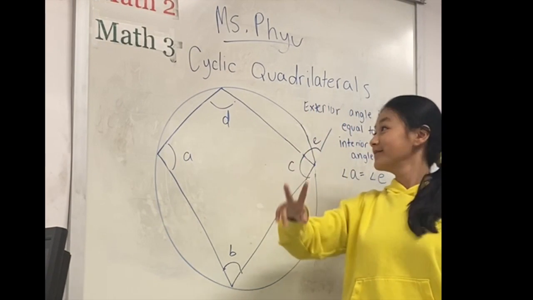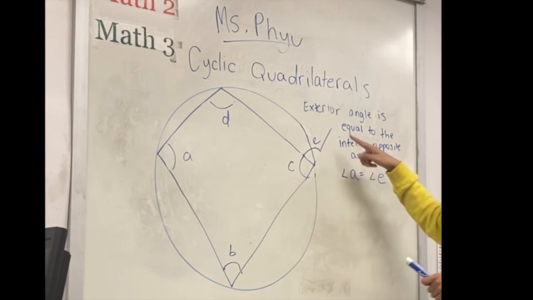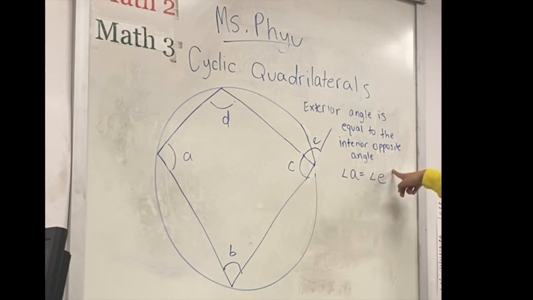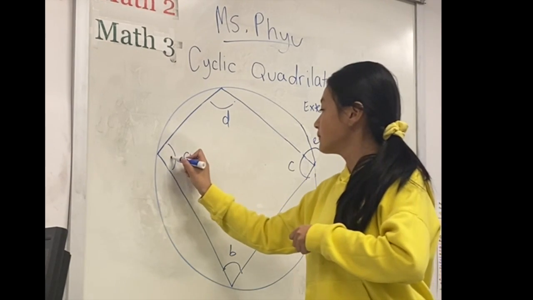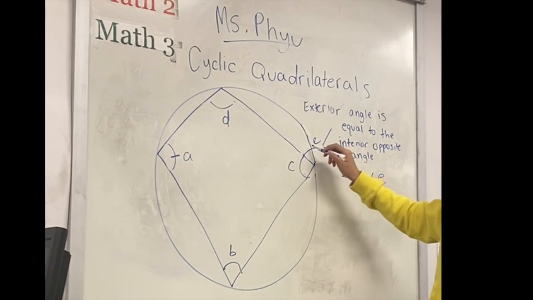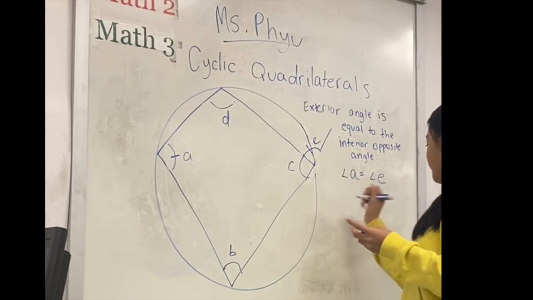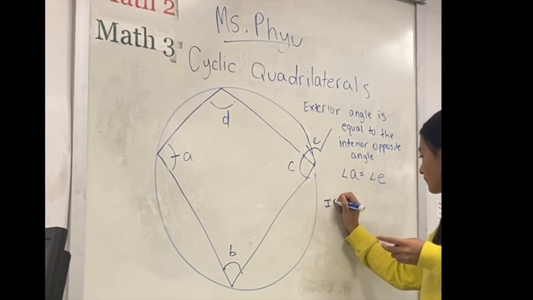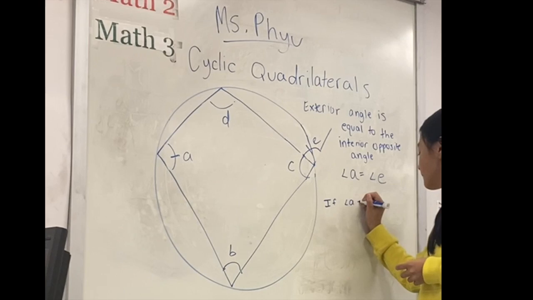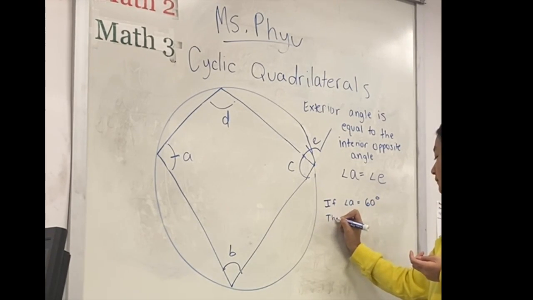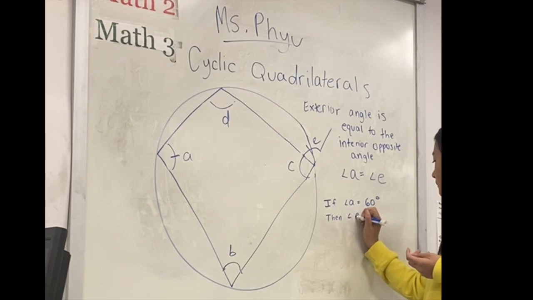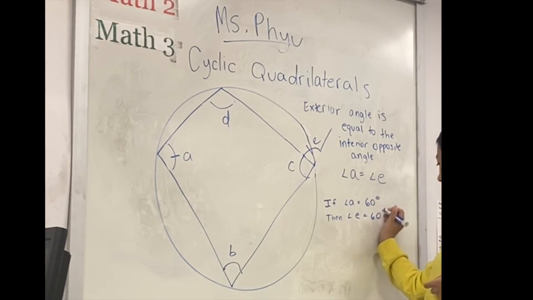Property number 2 states that in a cyclic quadrilateral, the exterior angle is equal to the interior opposite angle. Therefore, angle A will be congruent to angle E. This is because angle E's interior opposite angle would be angle A. Therefore, if angle A is 60 degrees, then angle E would also have to be 60 degrees.